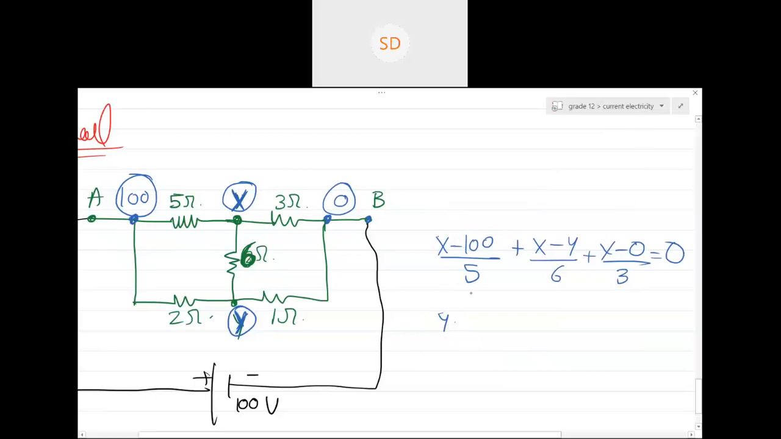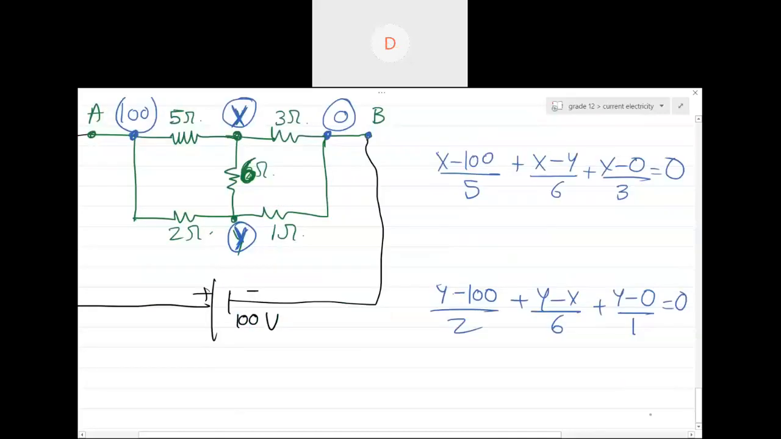Darshana, can you give me the second equation for Y? Yes, sir. Y minus 100 by 2, plus (Y minus X) by 6, and (Y minus 0) by 1 is equal to 0. Is this clear? Yes, sir, this is clear.